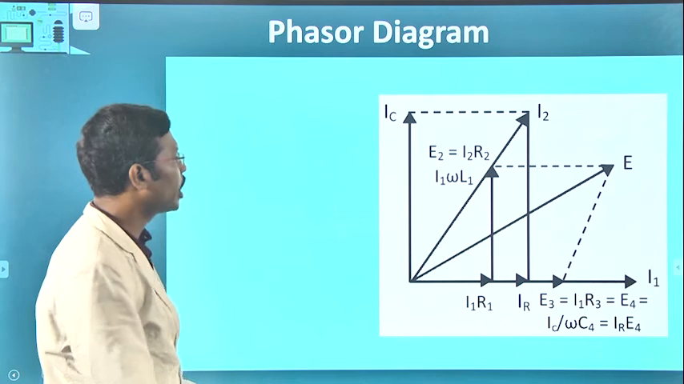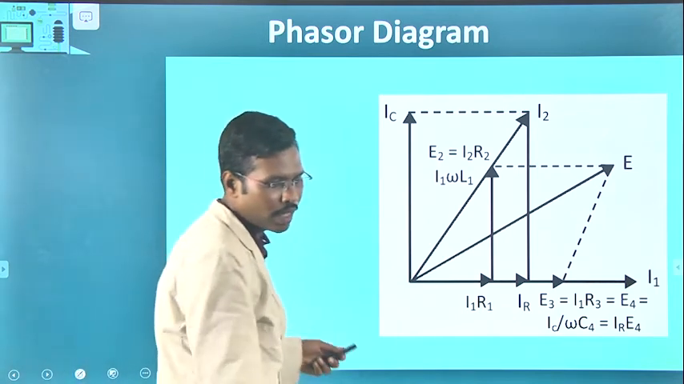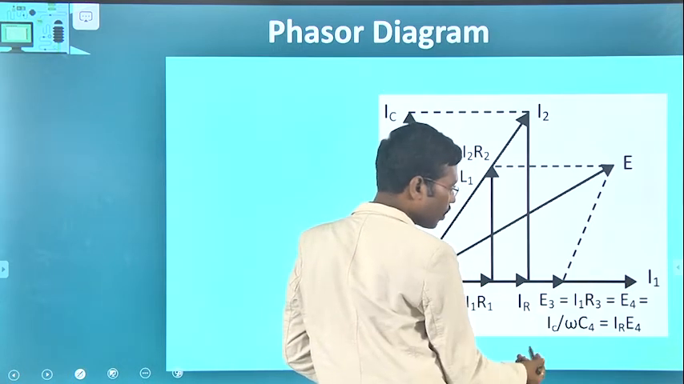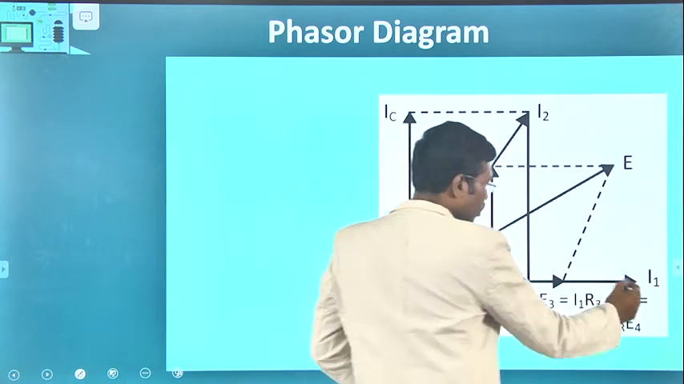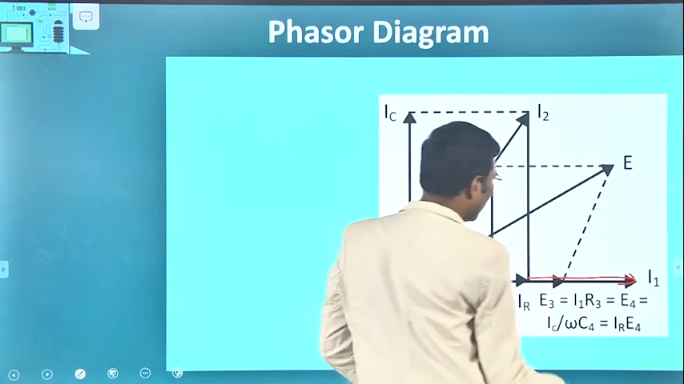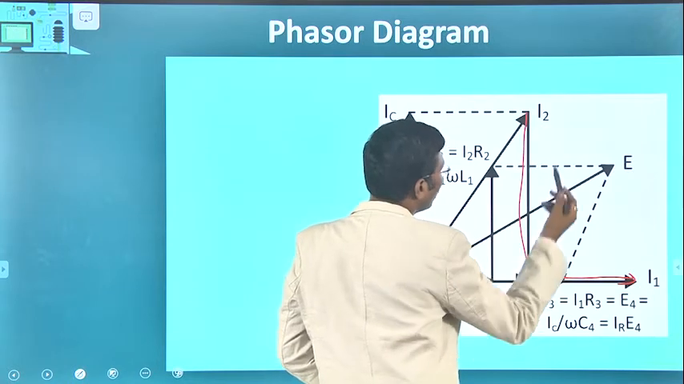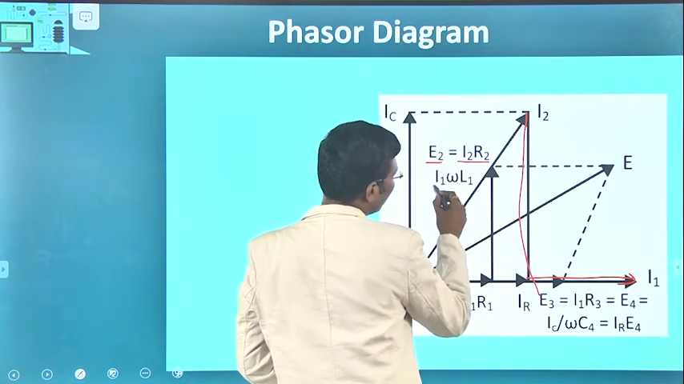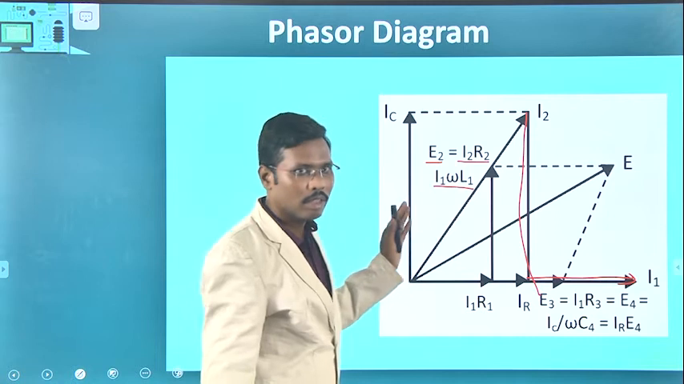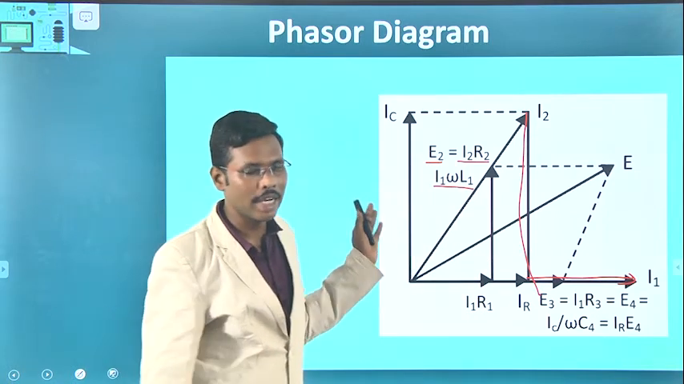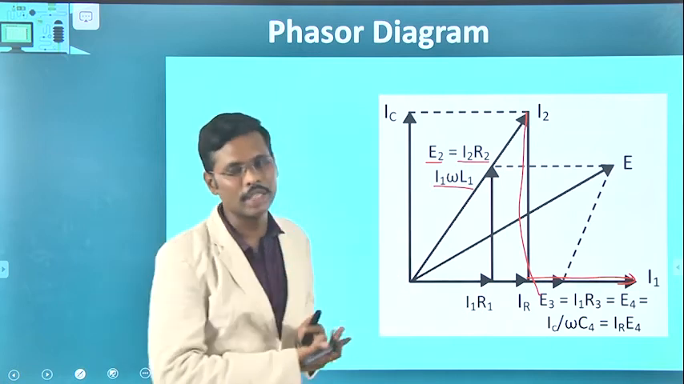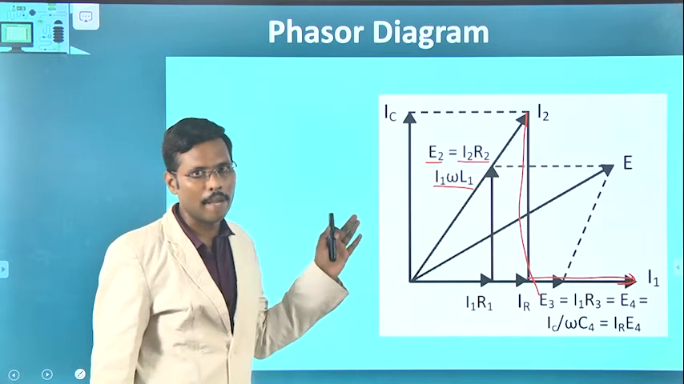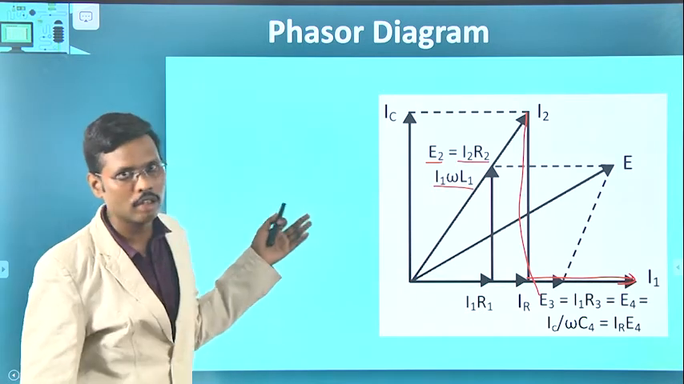Before that, we have a phasor diagram over here, just as we discussed for the Maxwell inductive bridge. We have taken I1 as the base reference, and here we have I2 and the remaining components. Here E2 is equal to I2 into R2, which is nothing but I1 into omega L1. Just as we discussed in the previous slides, where we explained how to draw this phasor diagram for the Maxwell inductive bridge, in the same way we can draw it for the inductive capacitance bridge. This is the phasor diagram for this bridge.